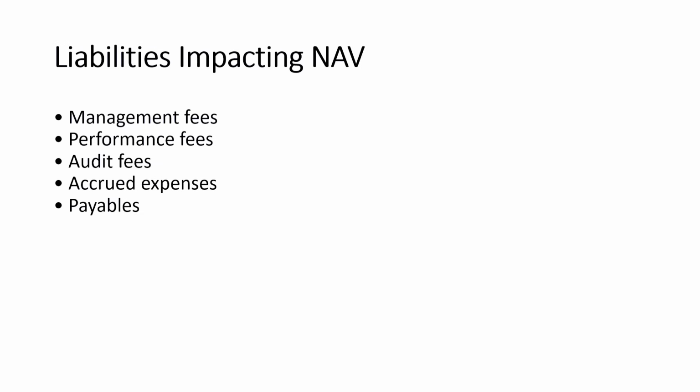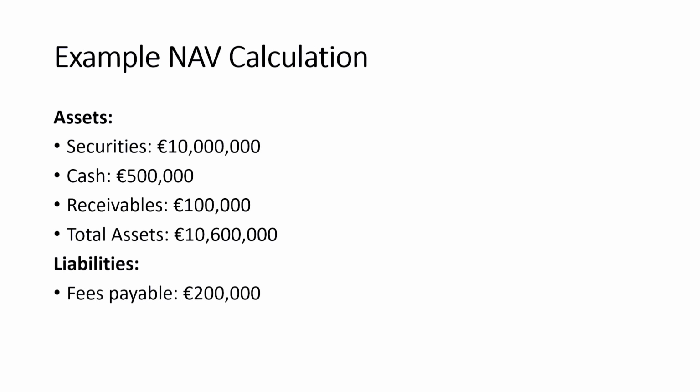We are going to look at a very practical, easy example. Here you have the assets given. Let me just change the color. So you have, for example, all the assets, securities, cash, receivables, which brings the total assets to 10.6 million. And you have one liability, which is fees payable of 200,000. So you're given the total assets, you're given the total liabilities. You can calculate your NAV.